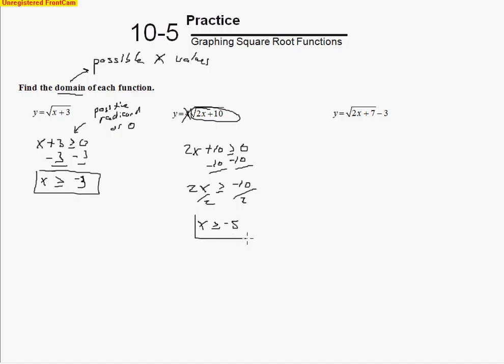So that's the smallest value I can have. That's where the graph's going to start. And then the graph's going to get bigger from there. X values are going to end up getting larger.